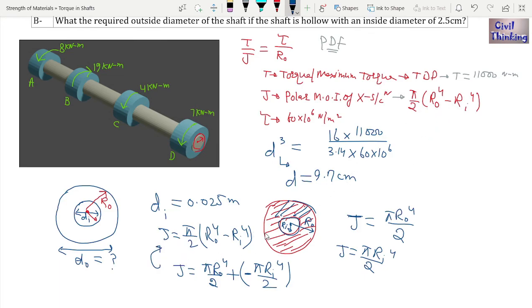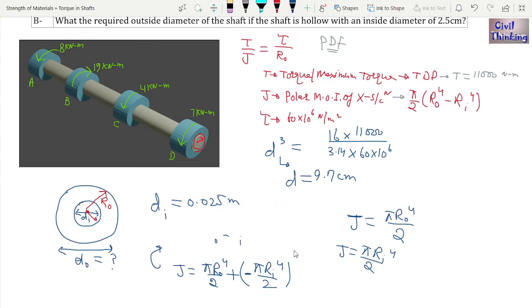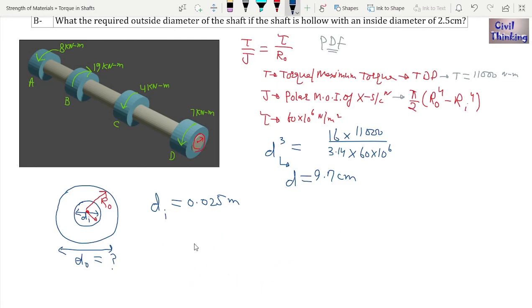Now again, this is not the moment of inertia class, this is a torque class, torque on the shafts. If you want to know more details about moment of inertia, you can watch my video lecture. Now let me erase this first. Now let me put the values in this equation.